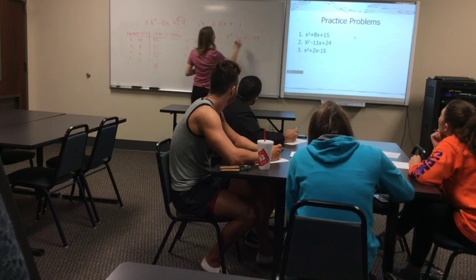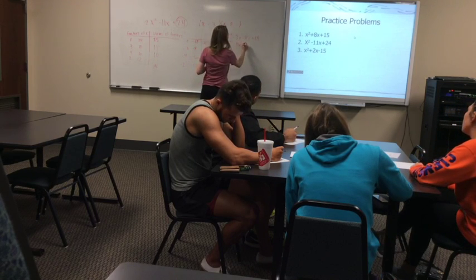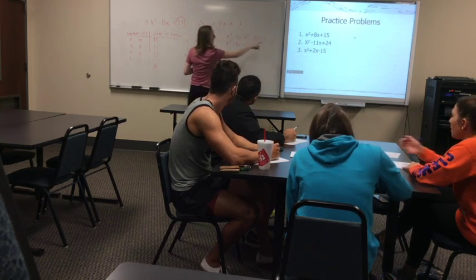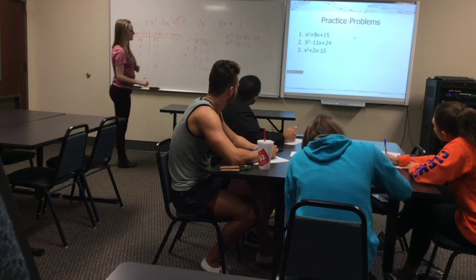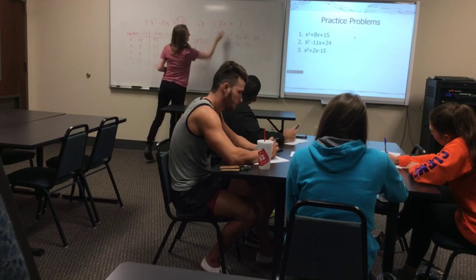And if I simplify this, what do I get? X squared minus 11x plus 24. And is that what I started with for my second equation? Yes. So you know that x minus 3 and x minus 8 are the factors.